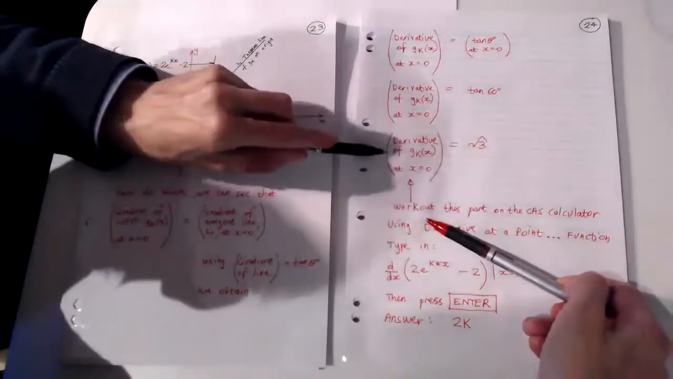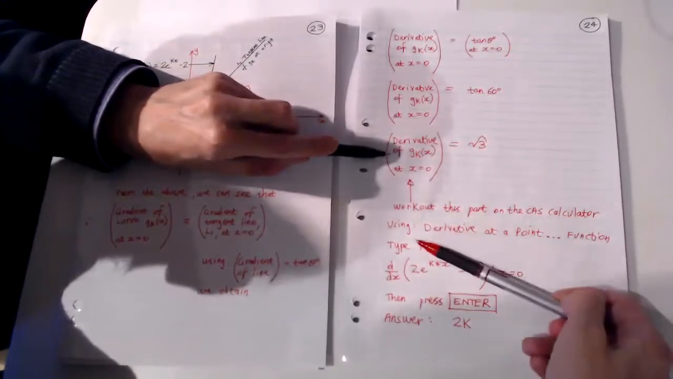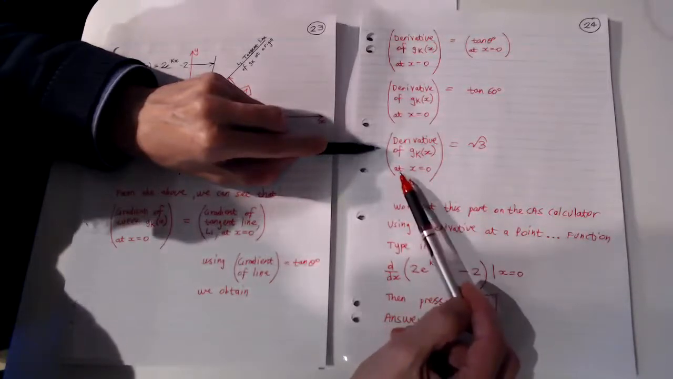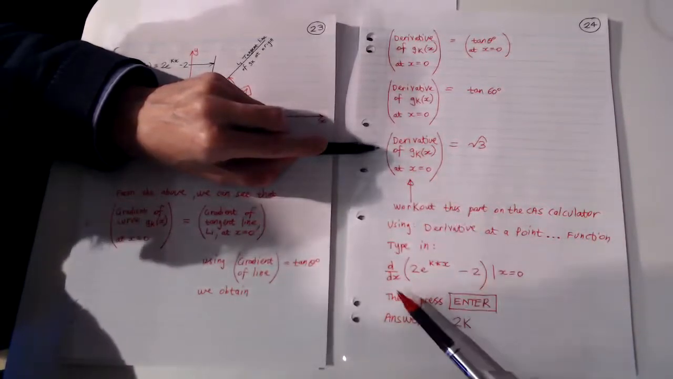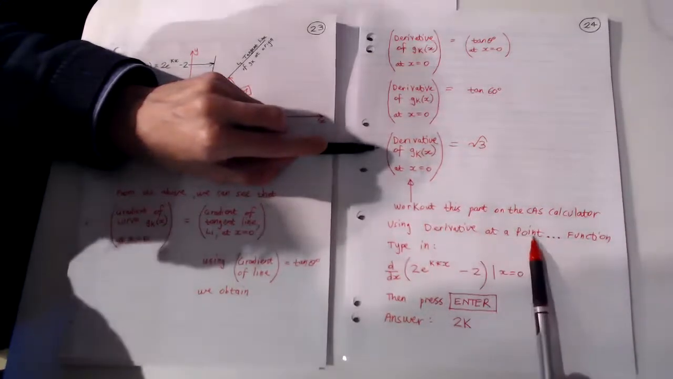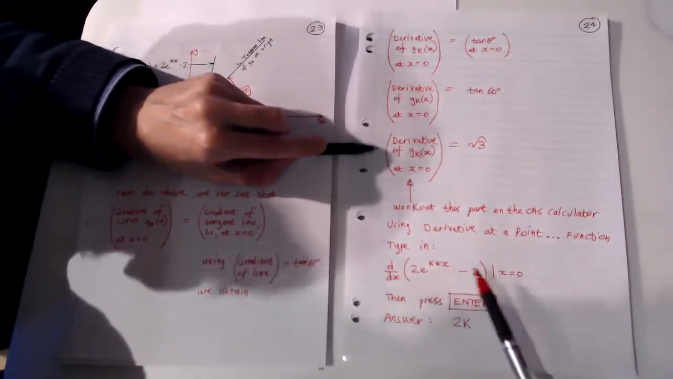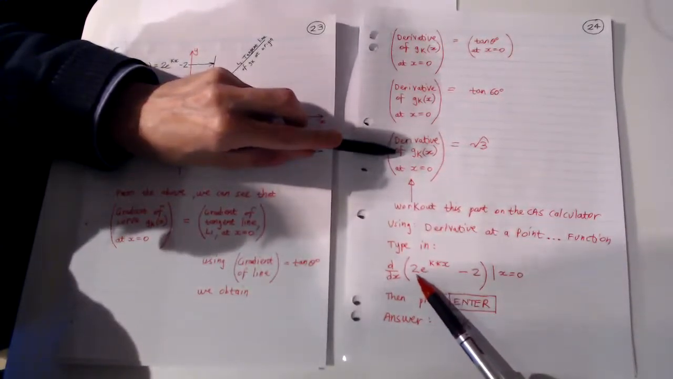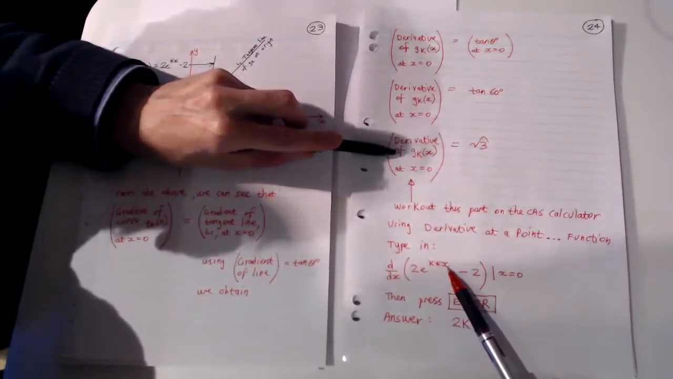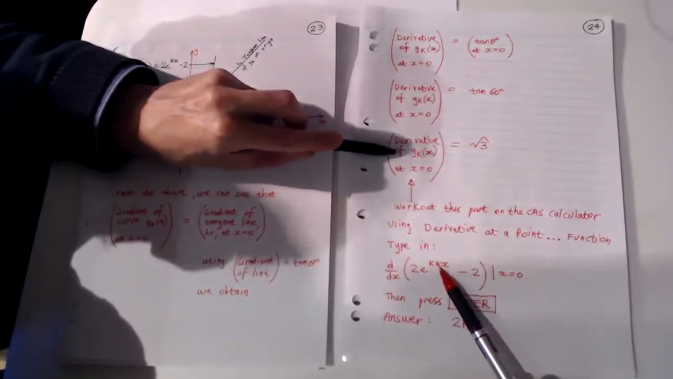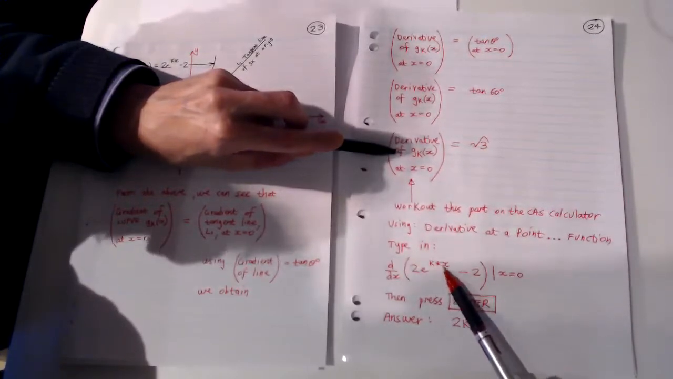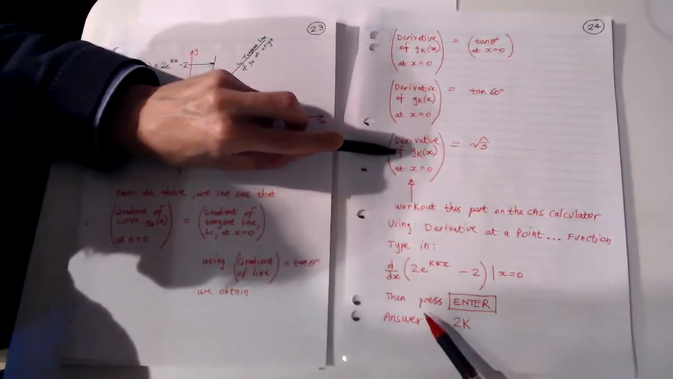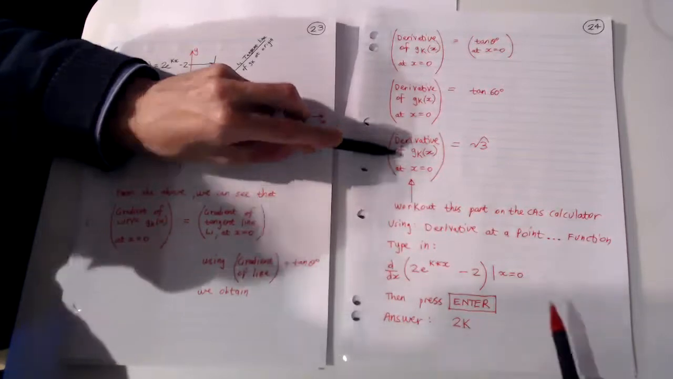Now we can work out this part on the CAS calculator. That is, on the CAS calculator, we can work out the derivative of g_k at x equals 0, by using the derivative at a point function. So on the CAS calculator, you just type in the g_k function, which is 2e to the power of k times x. Don't forget to put that times, or else the calculator can get a bit confused. Minus 2, at x equals 0. And then press enter, and you get the answer being 2k.